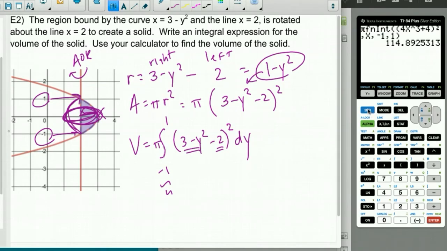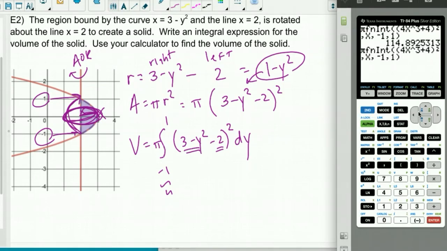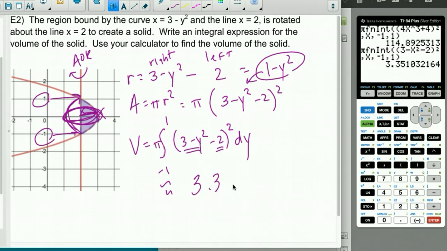So I'm going to go ahead and go second enter because I already did most of that work. Oh, my bad. So instead of 4x cubed, I want a 3 minus x squared minus 2, and then that whole thing is squared. So 3 minus x squared, I used x instead of y, minus 2, quantity squared, with respect to x, and from negative 1 to 1, and that's our answer. It's got the pi and everything else, so we get a 3.351, right, and there's my answer.